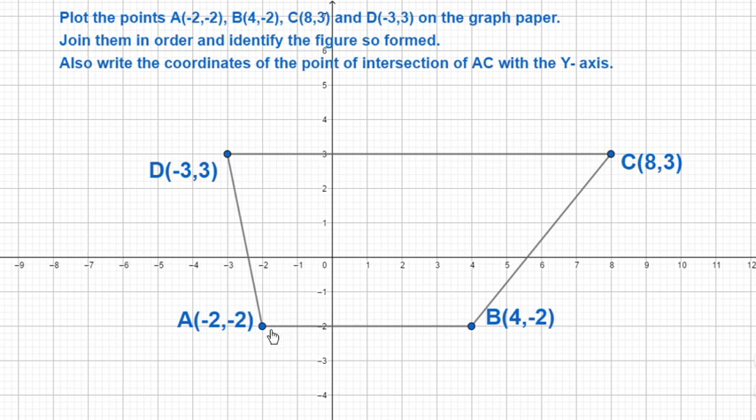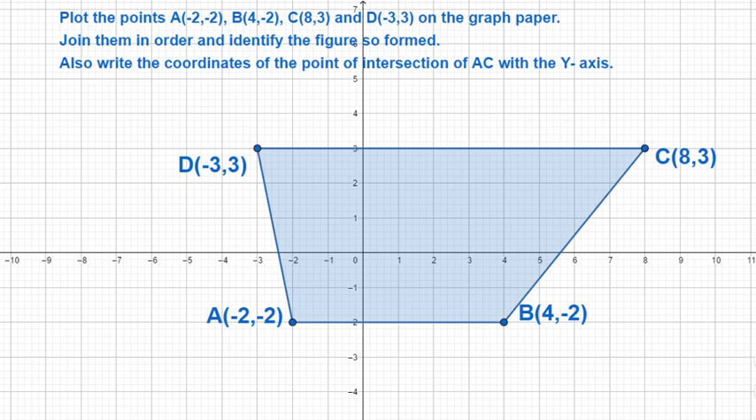Okay, now we will darken this figure so that we can easily understand what this area is. So the shaded region is the quadrilateral. So this is the quadrilateral. Now what we have to do is also write the coordinates of the point of intersection of AC with the y-axis. So we have to join AC. Okay, so let's join AC. Here it is. Okay. Now we have joined AC, and what is required?